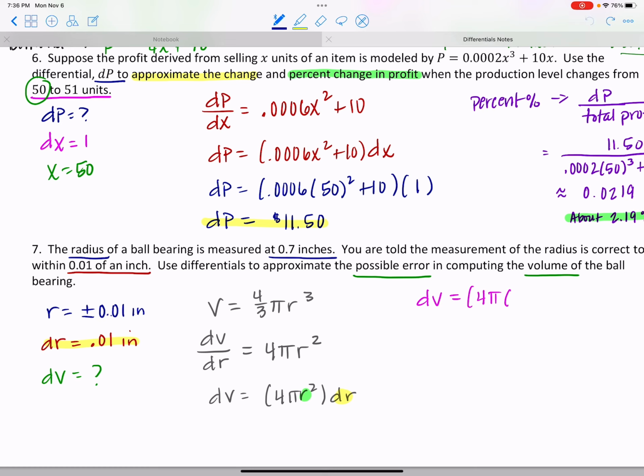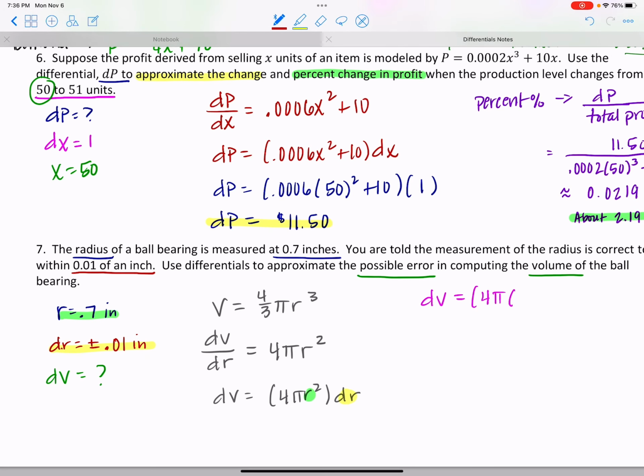No, I erased the wrong one. This one. Our change in our radius could be greater or less than the 0.7 by 0.01 of an inch. So plus or minus 0.01 inches here. So now when we go to plug that in, we're going to plug in the plus or minus. It doesn't affect the calculations. We just want that to be in the final answer because the volume could be bigger than we projected, or it could be smaller than we projected.